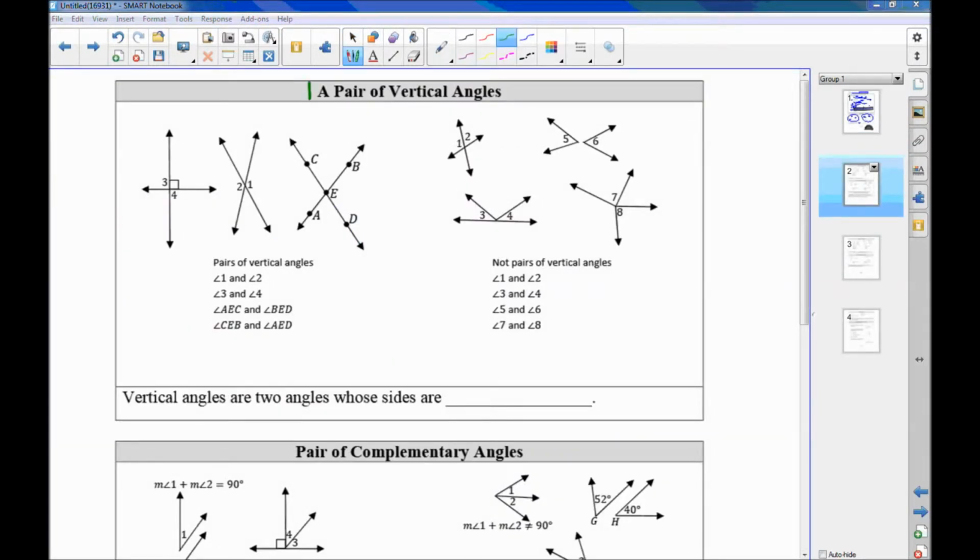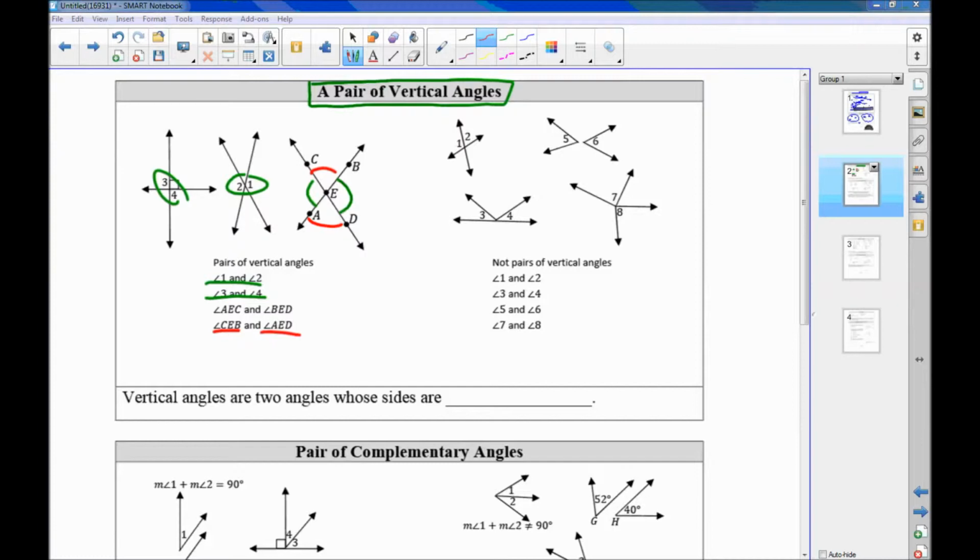All right, on the top of our second page, we have a definition here, another one. This is a pair of vertical angles. All right, so over here on the left, we have a whole bunch of vertical angles. So angles 1 and 2 are vertical. Angles 3 and 4 are vertical. And then it says angle AEC, which is here, is vertical to angle BED. And it also says that angles CEB and AED are vertical, so the red ones. Okay. So notice what's special about these.